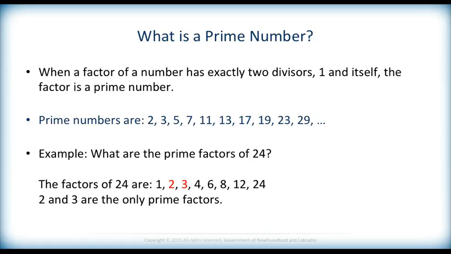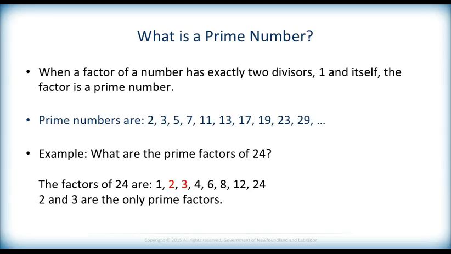Next, what is a prime number? When a factor of a number has exactly 2 divisors, one and itself, the factor is a prime number. Some examples of prime numbers are 2, 3, 5, 7, 11, 13, 17, 19, 23, and 29.